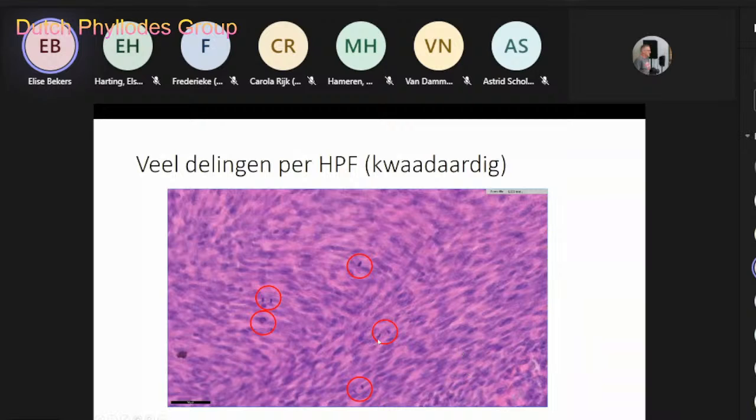And you have to count 10 of those fields to get the mitosis count. So you will easily get more than 10, because this is only one of 10 fields and you already have 5. So this is going to be a malignant Phyllodes tumor.